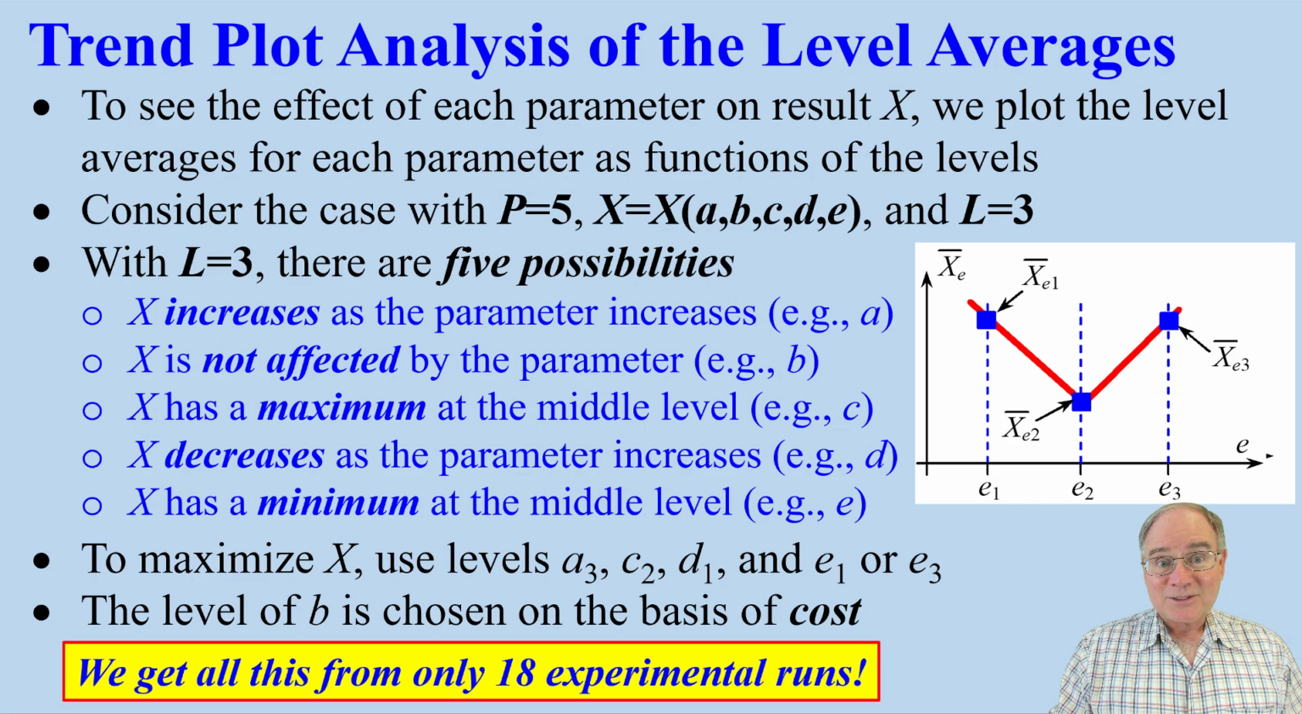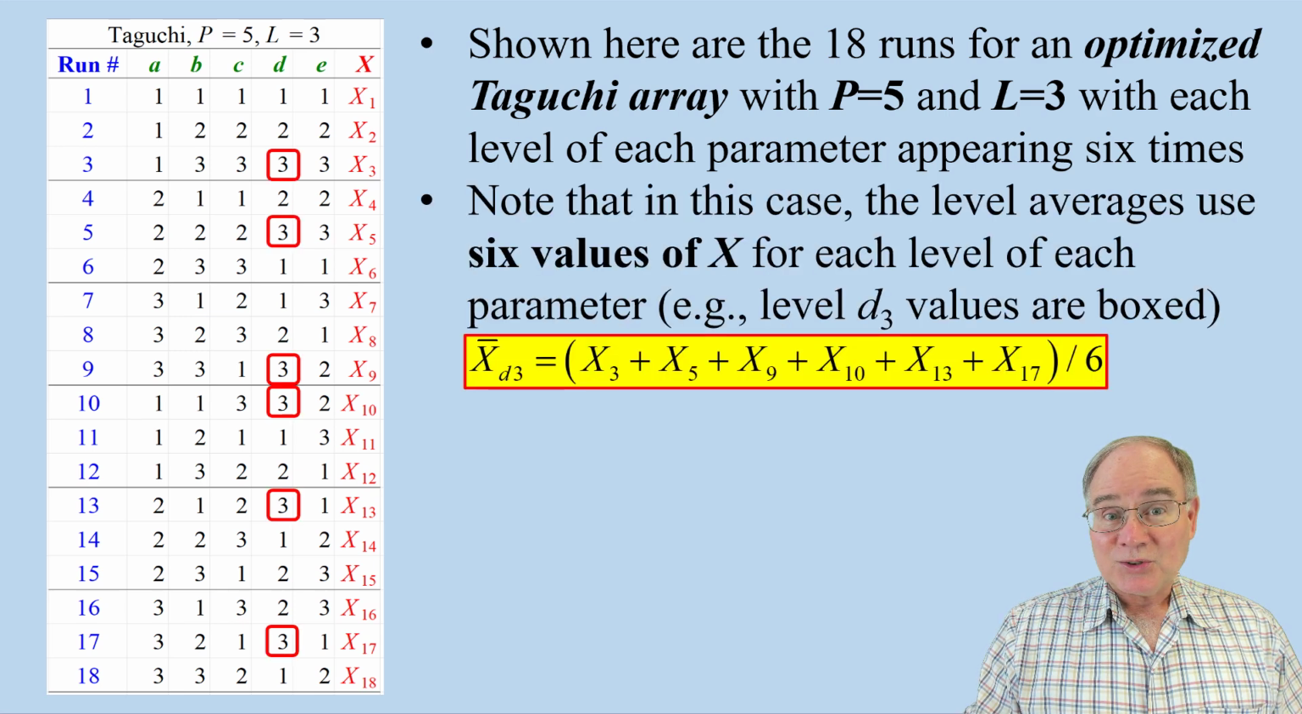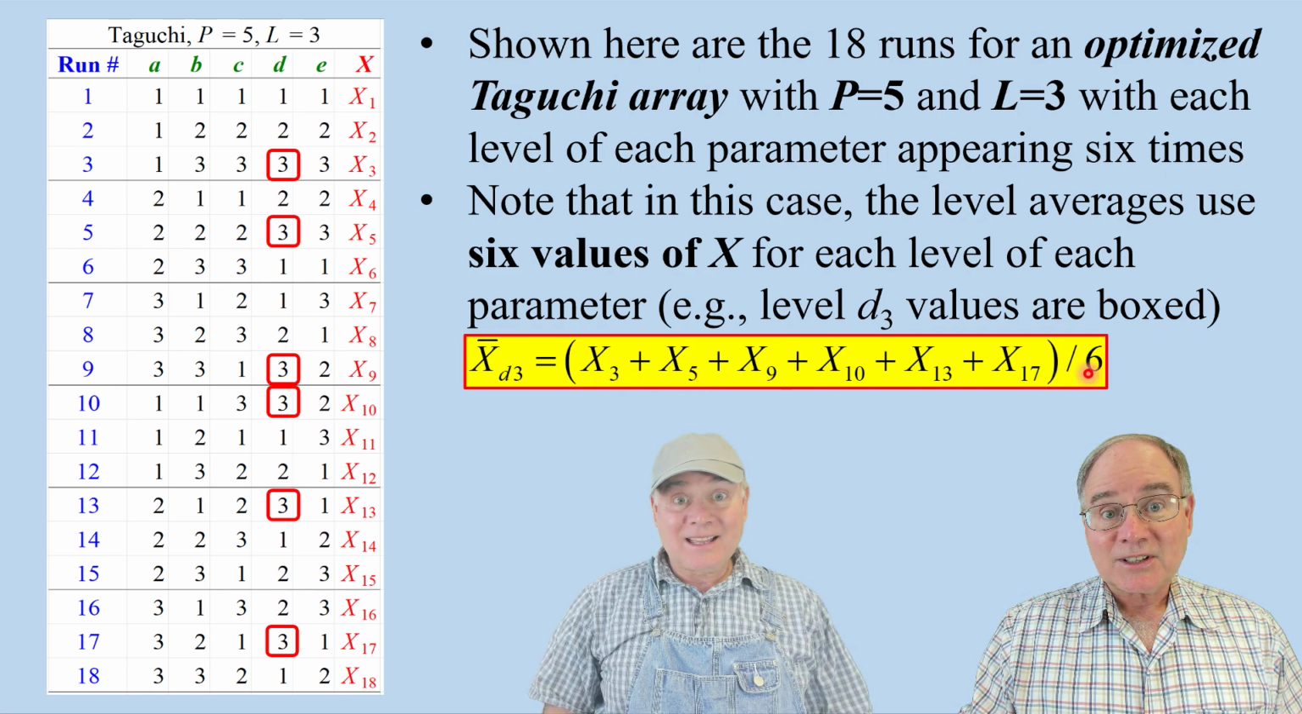By the way, we get all these results from 18 experimental runs. Shown here are those 18 runs for an orthogonal Taguchi array, for P equal 5 and L equal 3, and we test each level of each parameter 6 times. So the level averages use 6 values of x for each level of each parameter. I use level 3 of D as an example. You see that it appears 6 times at x3, x5, etc. So the level average is calculated based on those 6 values.